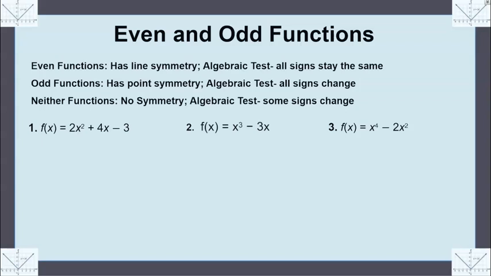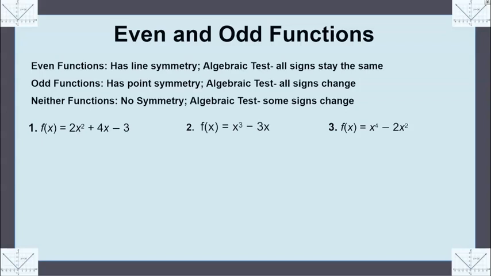You could also test it with an algebraic test because sometimes the graph could be deceiving. So the algebraic test will be foolproof. It will prove whether or not it's even or odd or neither. So what does the algebraic test tell us? Well, when you put a negative x in for x and you simplify it, all the signs should stay the same. You should still have the exact same function with negative x as you would with positive x.